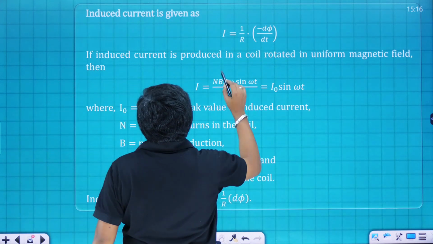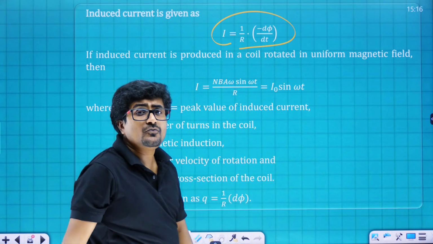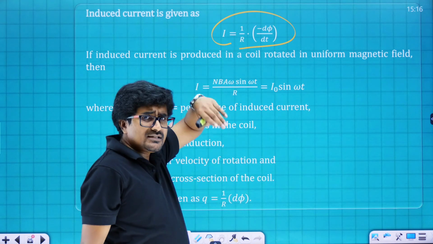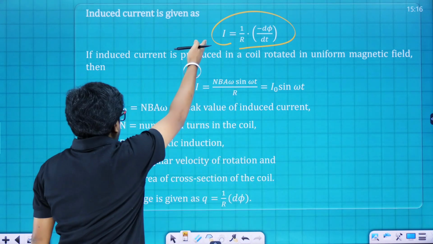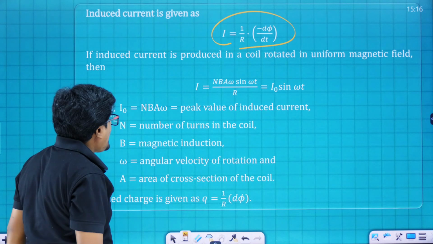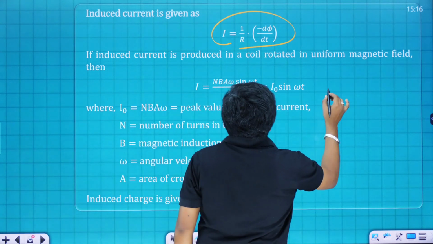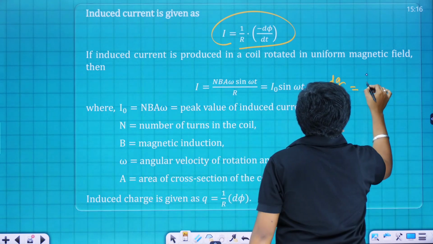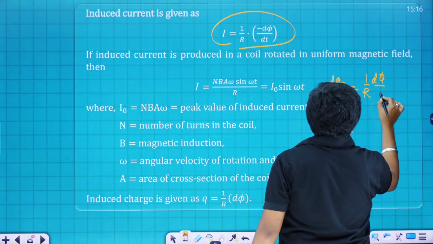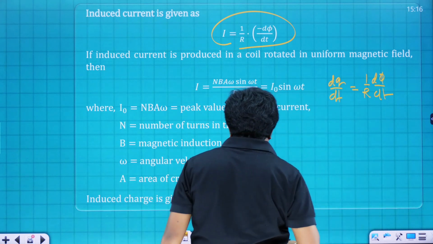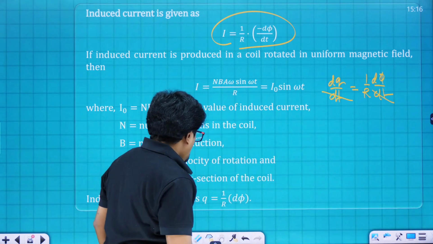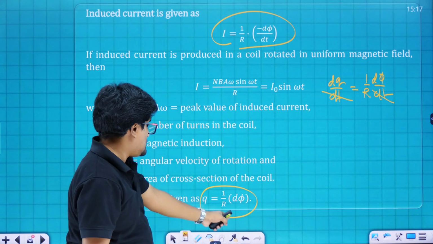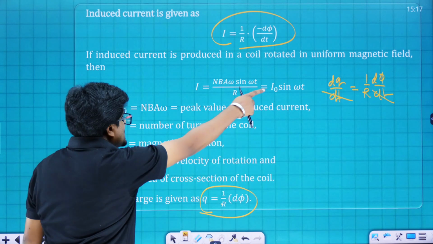If you want to calculate the induced current, basically it is the induced EMF divided by resistance. So I is equal to induced EMF divided by R. And we all know that induced current is basically dq by dt. So dq by dt is 1 upon R into d phi by dt. I'm just telling about the magnitude. In that state, dt and dt will cancel each other, and the induced charge is basically d phi by R. So the same formula you can have here as well.